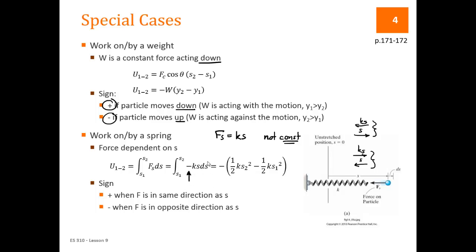ks is the force, ds is the displacement. If you do this integral, you get negative 1/2 ks2 squared minus 1/2 ks1 squared. So you can just do the integral, or you can remember this expression. Notice there's a negative sign out here. So this could be rewritten as 1/2 of ks1 squared, which is the initial, minus 1/2 of ks2 squared, which is the final.